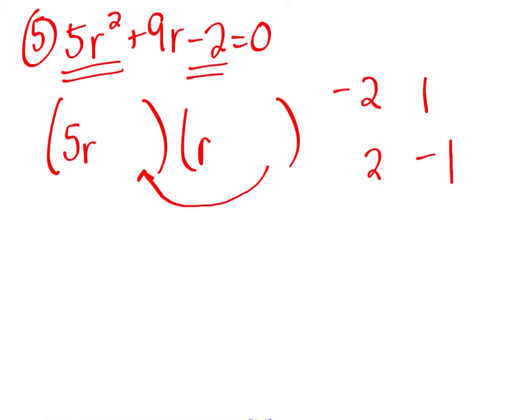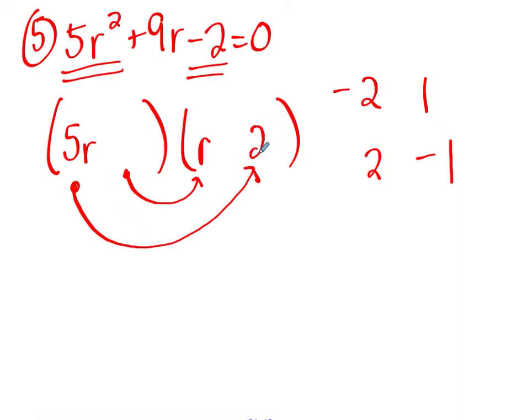But what else has to happen? I have to get the 9. So what I put here gets multiplied to the 5, and what I put here gets multiplied to 1r. What do I have to put here? 2. And 1, but you ain't getting no 9.